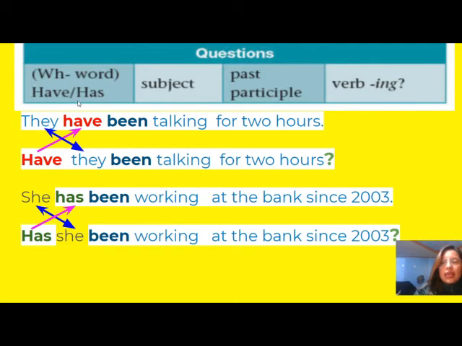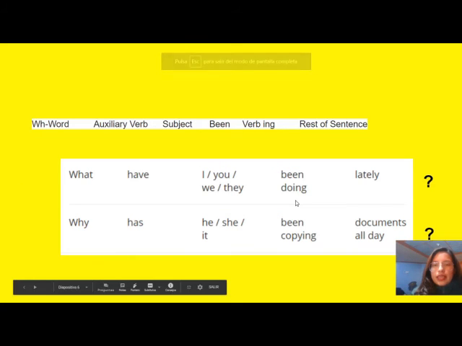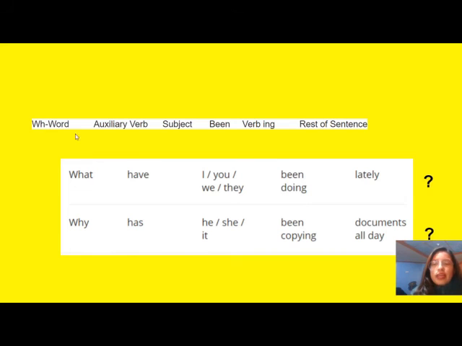But in WH question, ¿qué pasa con las WH question? In the case of the WH question, you have to use WH question in the first part. Then you have to write the auxiliary has or have, the subject I, you, he, she, it, we, you, they, okay, and the verb being in past participle, the verb with ing, and the rest of the sentence or complement, okay, and don't forget the question mark in the final.